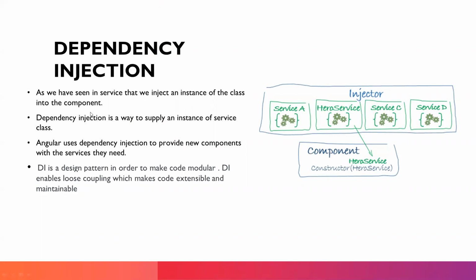Dependency injection is a way to supply an instance of a service class and its output, or whatever it gets from the backend, so they can feed the data in multiple components. And this is a very famous design pattern used across multiple frameworks in the market.